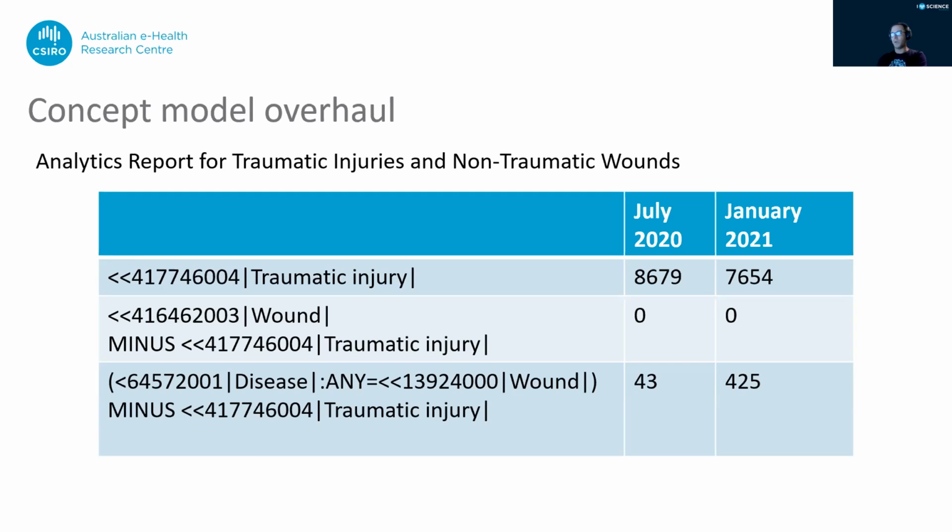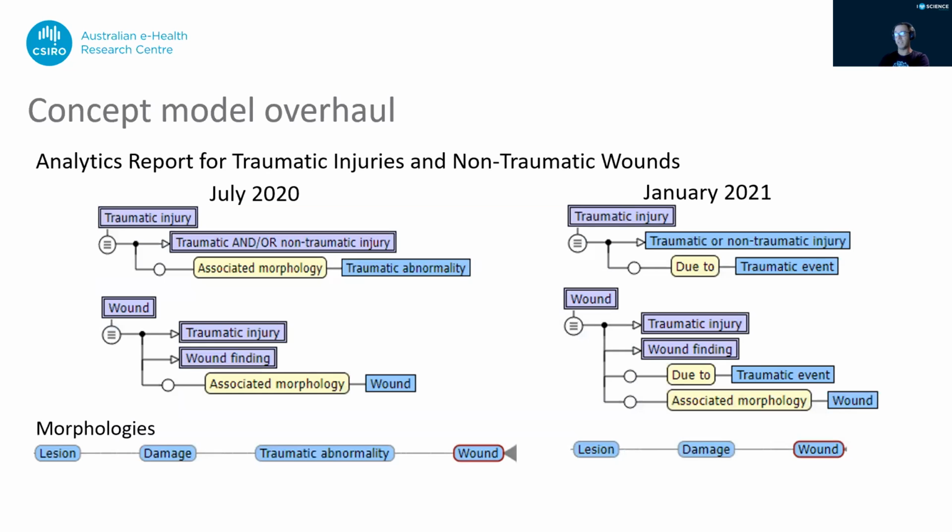But when you look at the next 2 queries, theoretically, they would be returning the same thing. We're looking at types of wounds and excluding all the traumatic injuries. But you can see with the first one, we get nothing in both July and January. But then the other one, where we do a slightly more elaborate query, the difference is 43 results and 425, and that's a pretty marked difference. So what's going on for these?